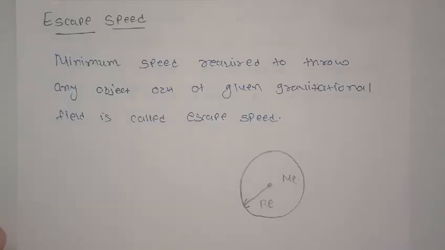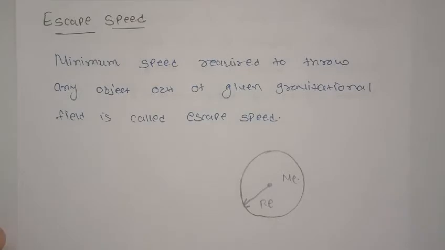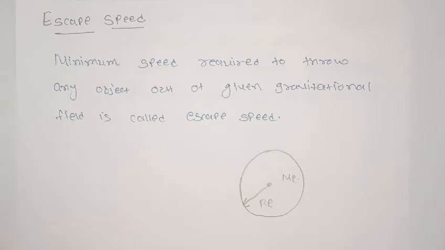Now, let us understand the escape speed. As the name suggests, it is the minimum speed required to throw any object out of the given gravitational field. This is called the escape speed of any object. Let us find the escape speed for Earth.